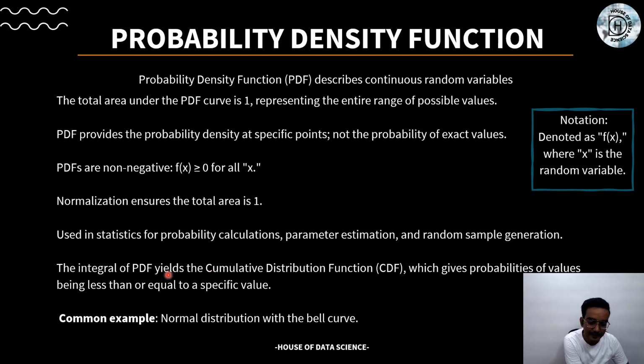And the integral of the PDF yields the cumulative distribution function, which gives the probability of being less than or equal to a particular value. So cumulative distribution function is when you add two of the values, so it can be the same as the probability distribution function, or it can be more as well. So the common example is the normal distribution bell curve, which keeps on increasing from 0 to 1, and it is the highest at a middle point, right, where it is equally distributed on both sides.